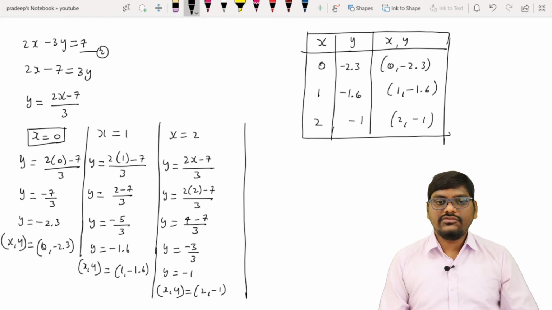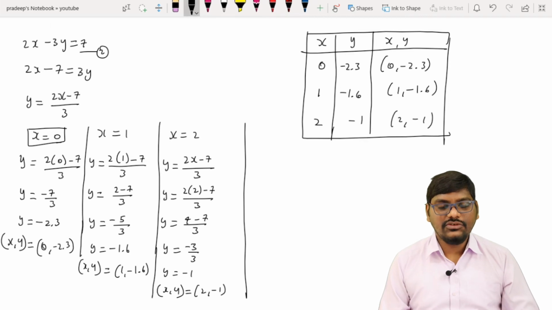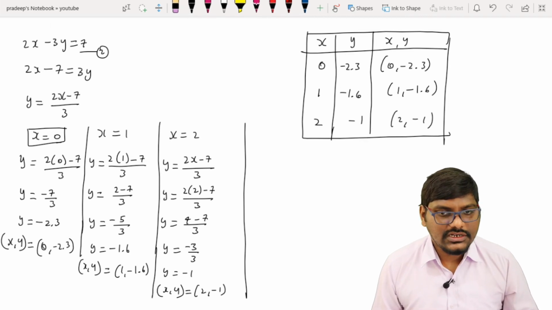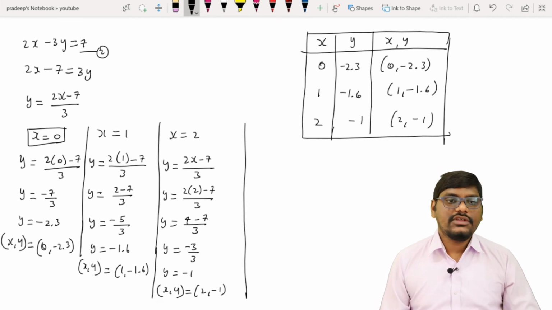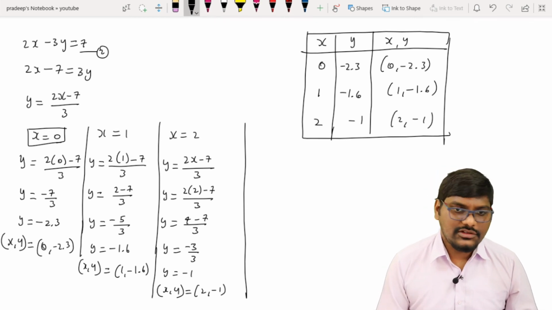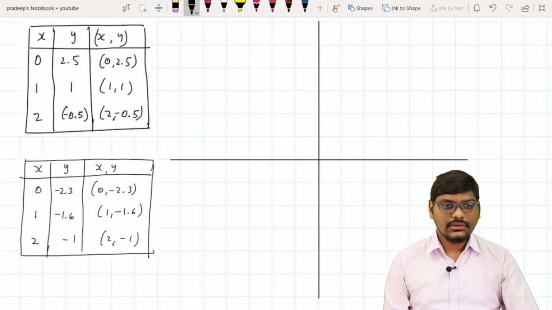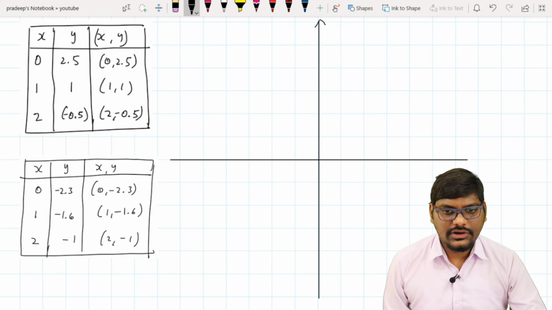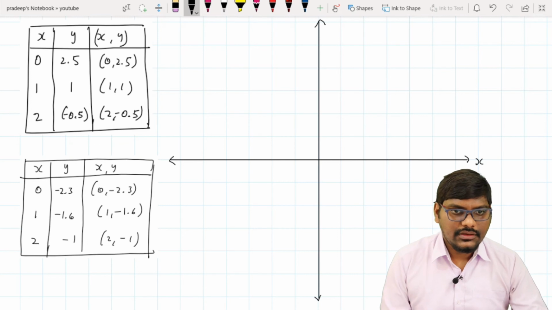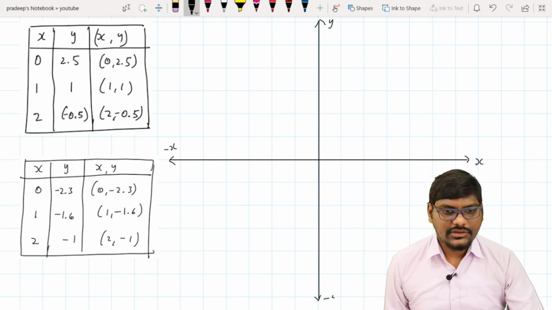So I got these y values when I substituted the x values. So we got the coordinates, and we'll be using these coordinates to draw the graph. So let's go and solve the graph. Let's see the graph. So these are the quadrants. This is the x-axis, this is the y-axis, this is the minus x-axis, and this is the minus y-axis.